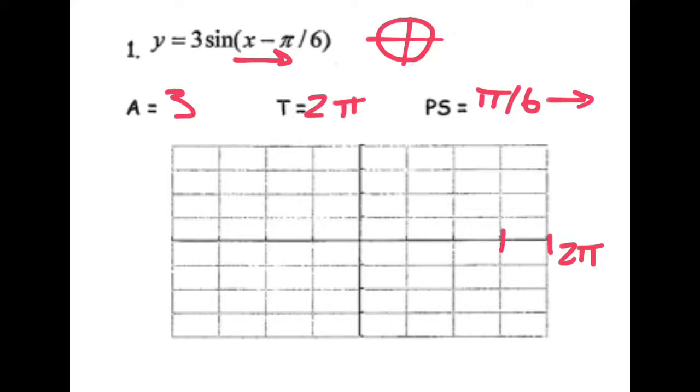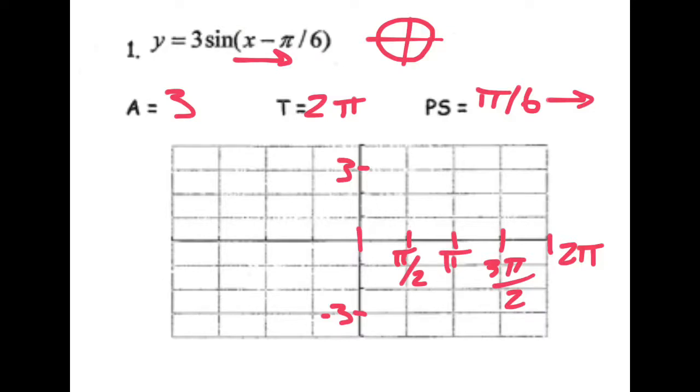And then that means these pieces here will be split up incrementally. This distance in the middle is half, so that's pi. And then, of course, this one is half of that, so that's pi over 2. And 3 pi over 2 right there. Now, my amplitude is 3, so I'm going to be going up to a positive 3 right there, and down to a negative 3 right there. And everything is shifted to the right by pi over 6.